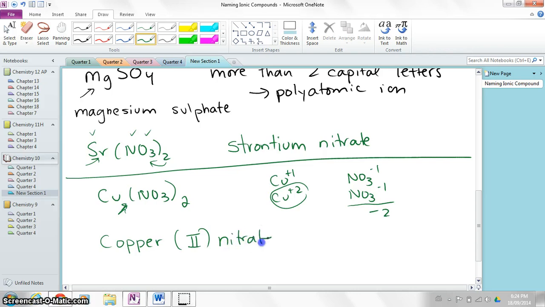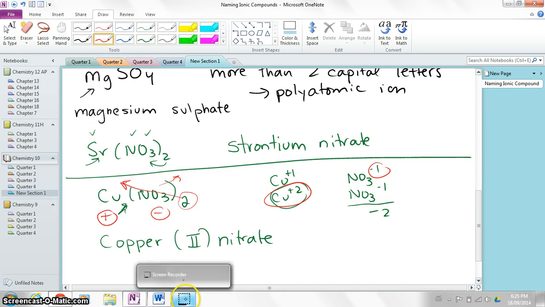The reverse crisscross rule would work in this case. It usually does, but not always. So the 2 goes here, so that's the copper +2. And the 1 is not written. It goes here, which is the -1. Remember, the first ion is always positive and the second ion is always negative. So hopefully that works. I'm going to try and turn this off now. Let's see how I do.